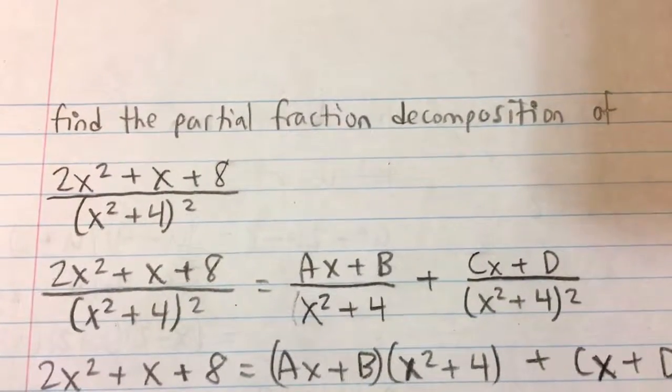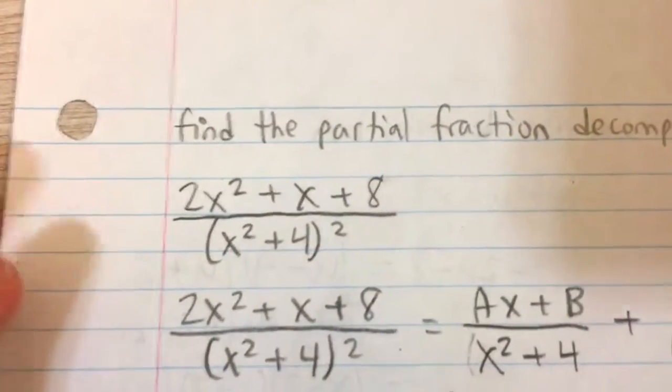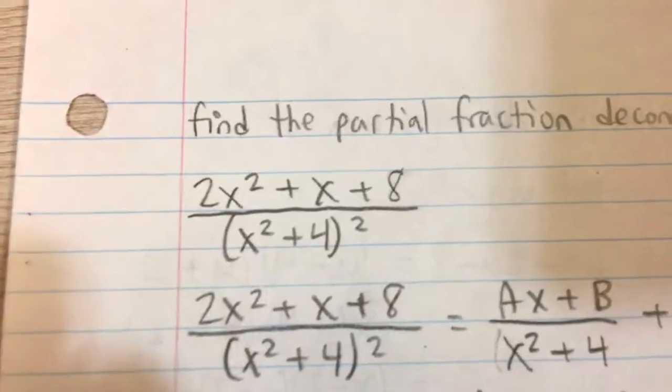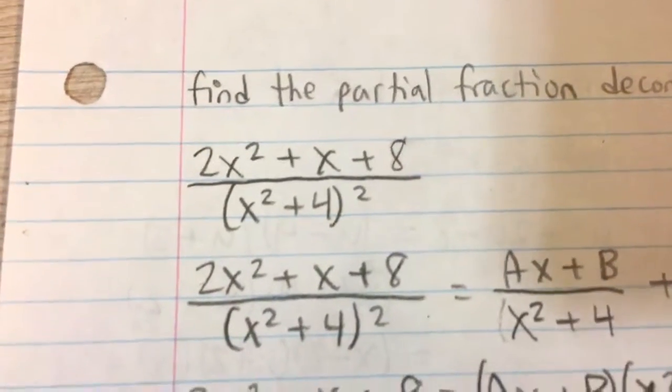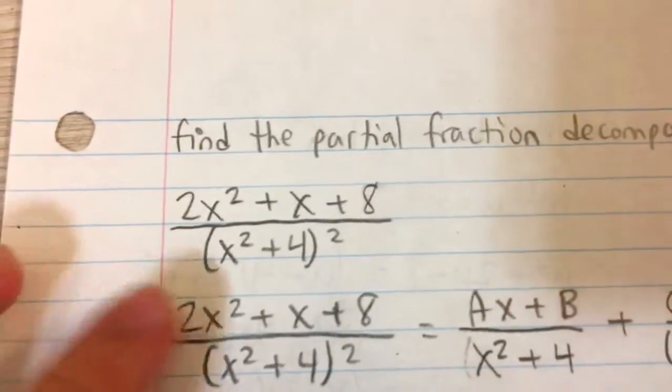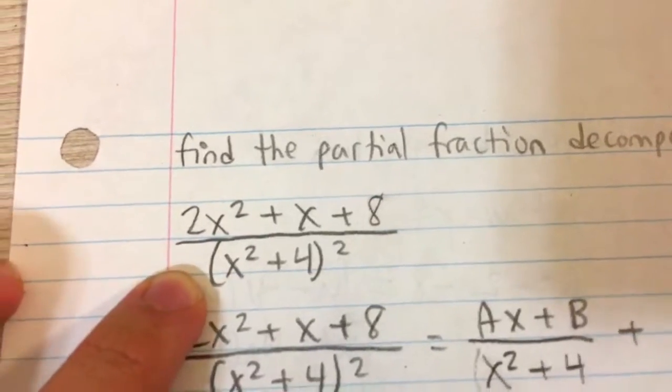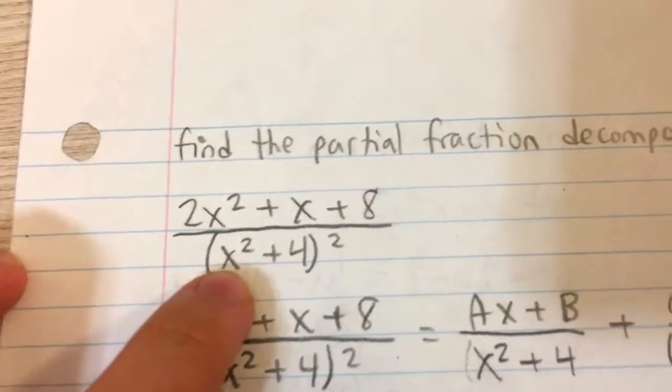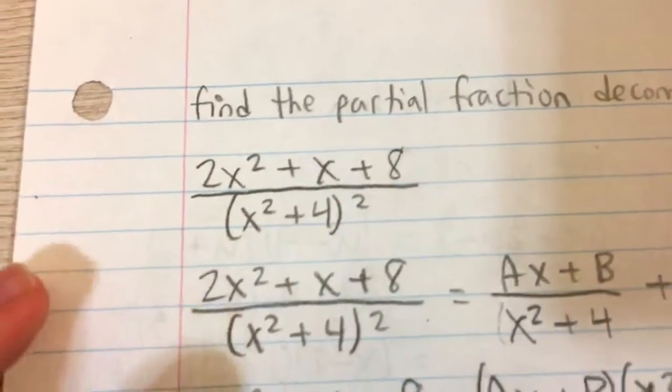Find the partial fraction decomposition of (2x² + x + 8) over (x² + 4)². Now, first off, we're going to see if we can factor the denominator, which we can't. We just have a quadratic factor squared.